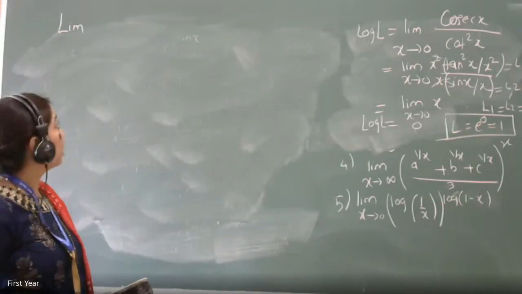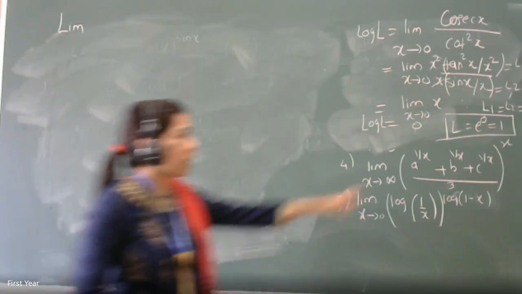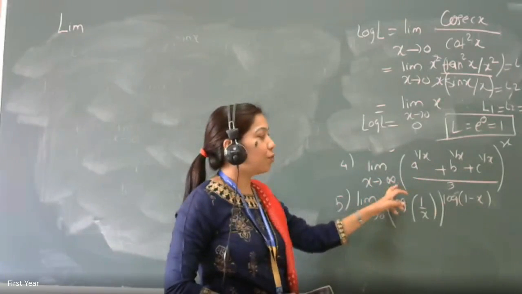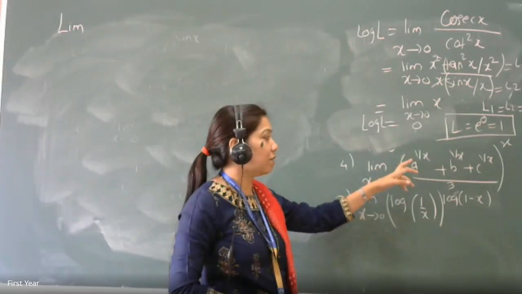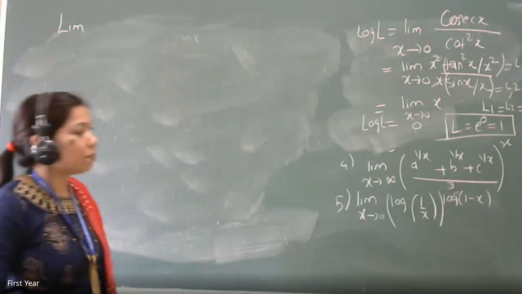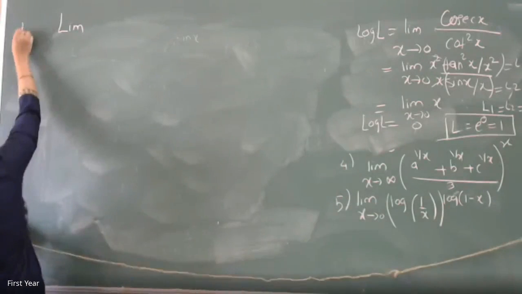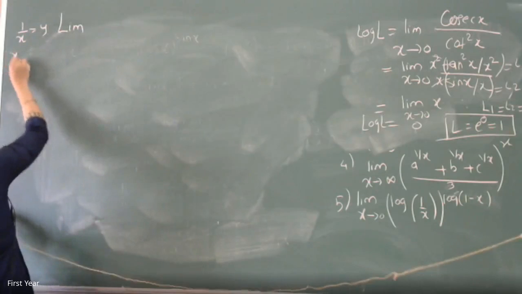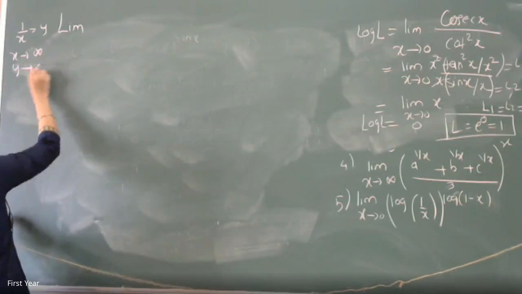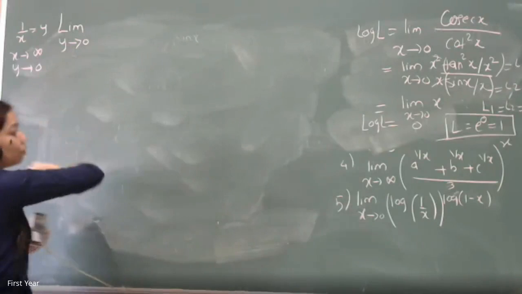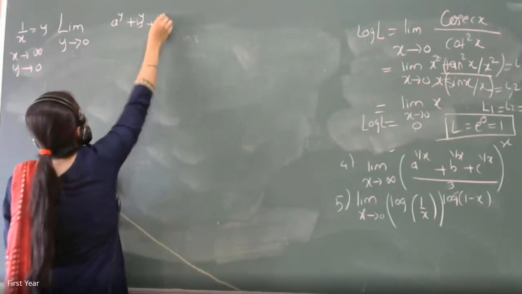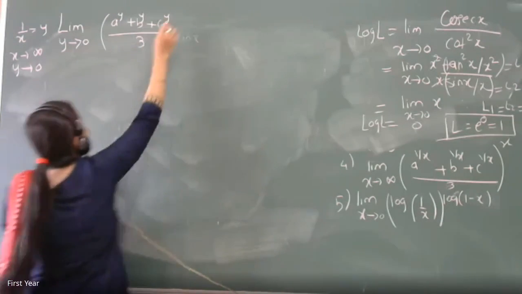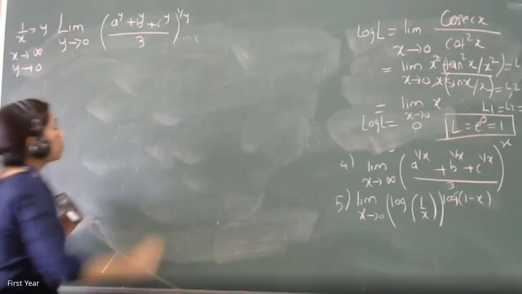Okay. Tell me now how you are going to do. This is 1 by x, and x is going to infinity. This is a new, different method that I'll tell you. If I put 1 by x as y, when x goes to infinity, y will go to 0. So your limit will become, as y goes to 0, (a^y + b^y + c^y)/3, raised to 1 by y. Okay, this is your question.